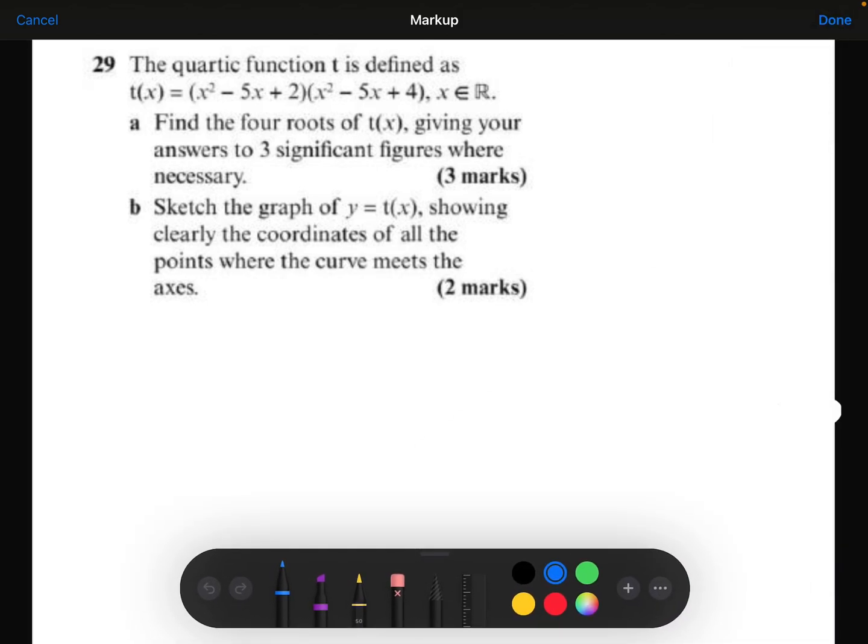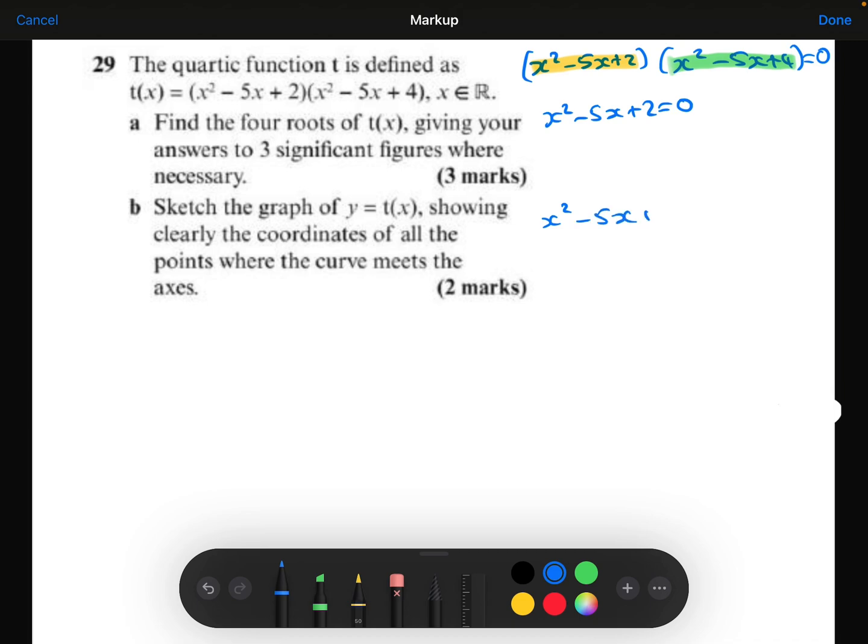So, 4 roots is when our function equals 0. That's how we find the roots. So let me write out the t of x and make it equal to 0. So this is going to equal 0 either when x squared minus 5x plus 2 equals 0, or when x squared minus 5x plus 4 is equal to 0.